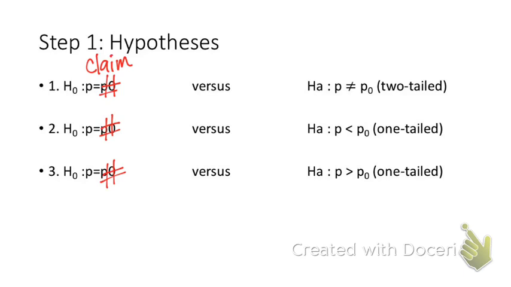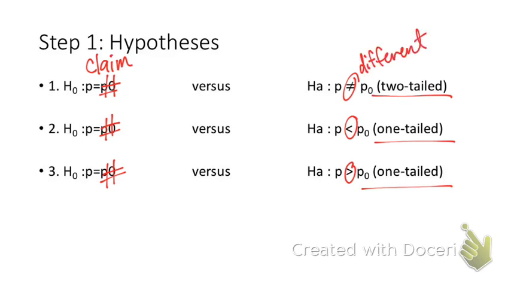Then your alternative is either not equal to, less than, or greater than. Knowing that not equal to is two-tailed and that these are one-tailed is important. Whenever it doesn't say in the problem which direction the test is, how do you tell? By the verbiage. If it says more than, then it's a right tail. If it says less than, it's a left tail. If it has the word different, then that is going to be not equal to.